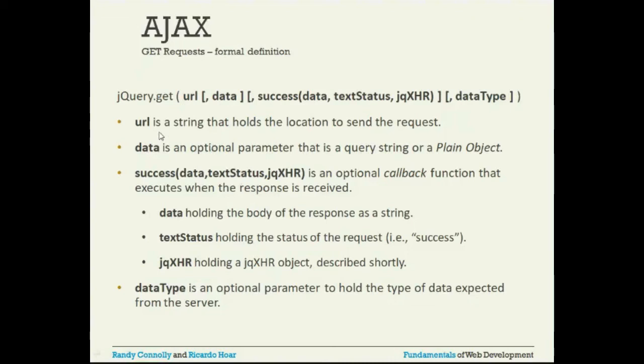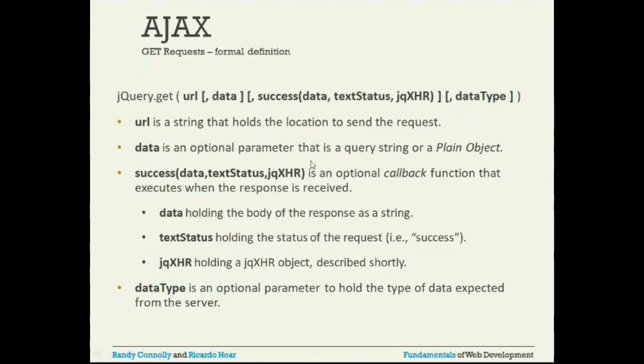Okay, this is the get request. This is how the definition looks: jQuery.get or $.get. Dollar is the shortcut notation used for jQuery. With jQuery.get, you give the URL, that is the location of the resource you are looking for on the server, then optional data, then an optional callback function and an optional data type you are expecting. URL is a string that holds the location to send the request, meaning which resource on the particular server.